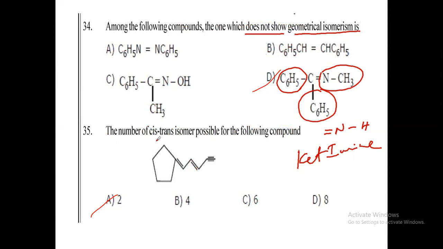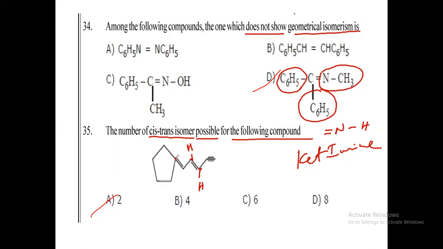Next, the number of cis trans isomers possible for the following compound. So in this case, check it here. This carbon, if you check, is a double bonded carbon, right? Here one hydrogen is there, here one hydrogen is there, right? So when two hydrogen atoms are present on opposite sides, it is trans. For the same structure, we can also have cis, right?